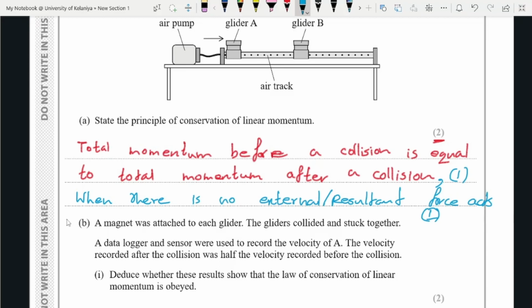When they ask you to state the principle of conservation of linear momentum, you have to write these 2 points. The first one is total momentum before a collision is equal to total momentum after collision when there is no external or resultant force, or you can mention if the system is a closed one.